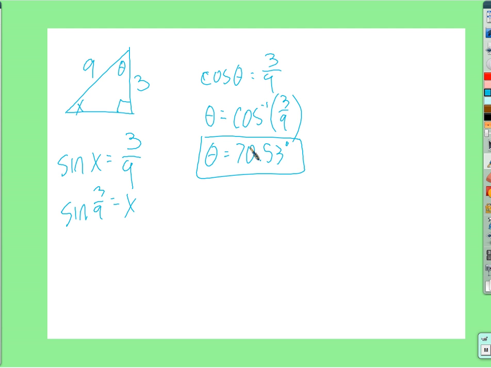Well, of course, that definitely needs to be the one answer. And the answer is correct. How about this triangle?